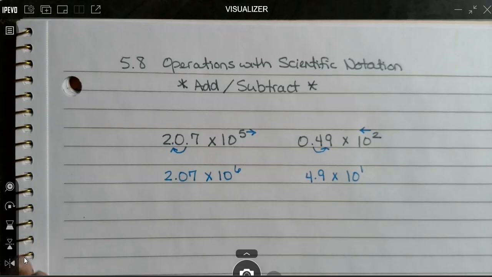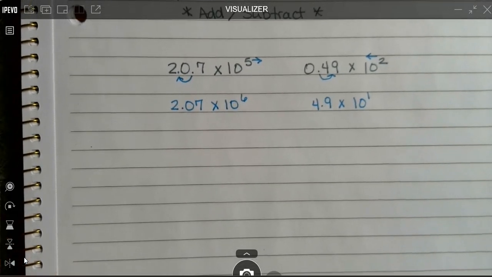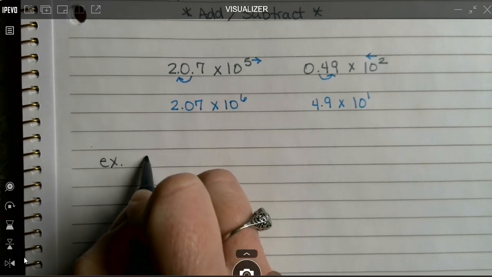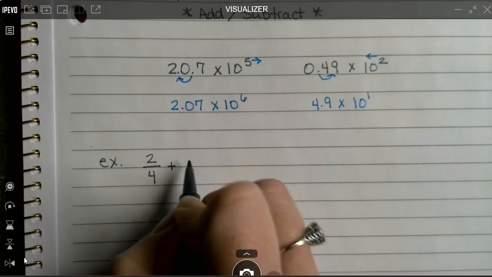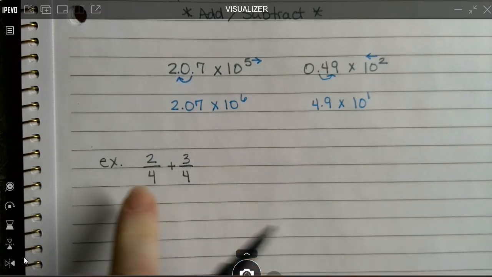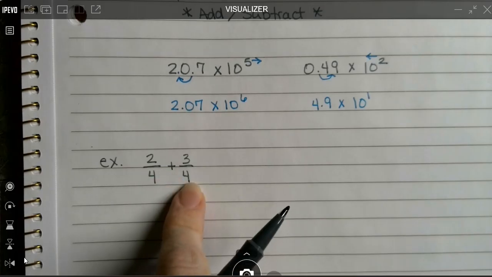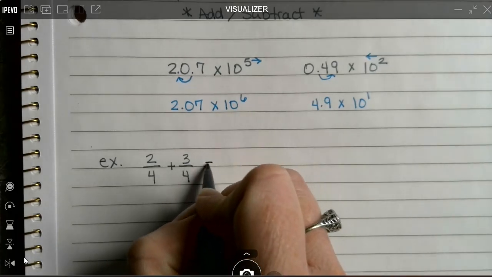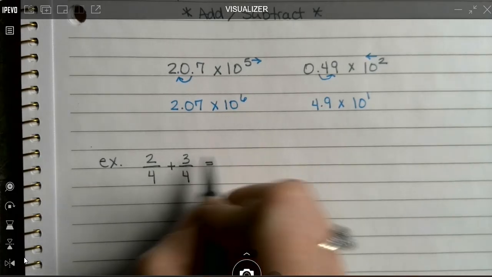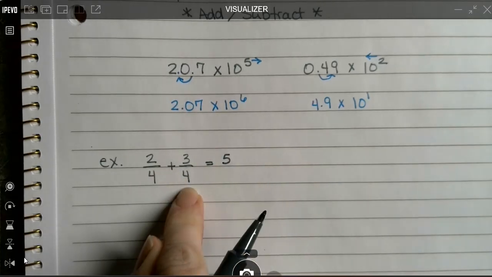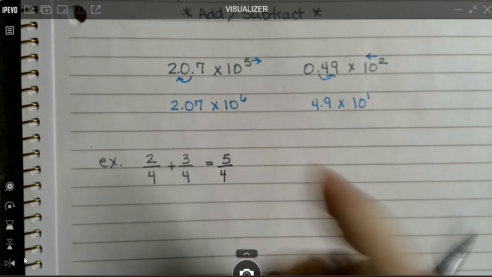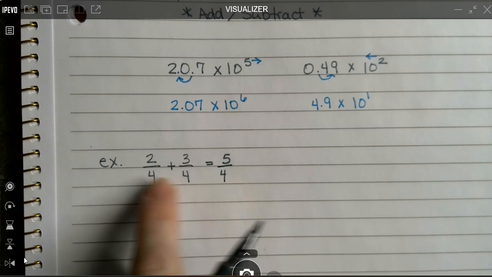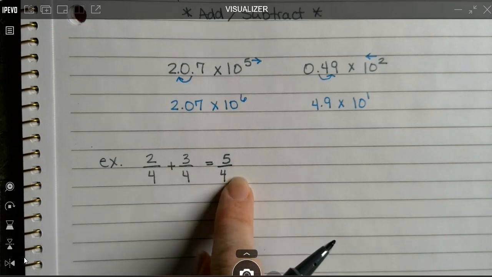So to add and subtract, you need to think of when we add and subtract fractions. When we have 2/4 plus 3/4, we can just go ahead and add because we have a common denominator. We say they're speaking the same language, like it's broken into the same size parts. So we could just add straight across the top, and we have 2 plus 3 is 5, and then we keep the denominator of 4. It's a very similar idea whenever we add or subtract in scientific notation. Instead of having denominators, we have powers of 10.